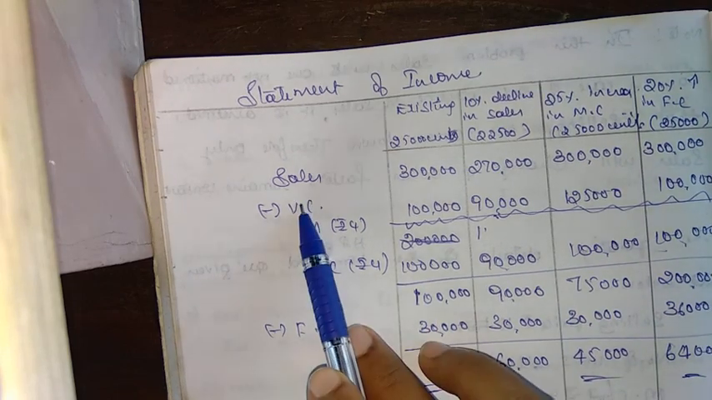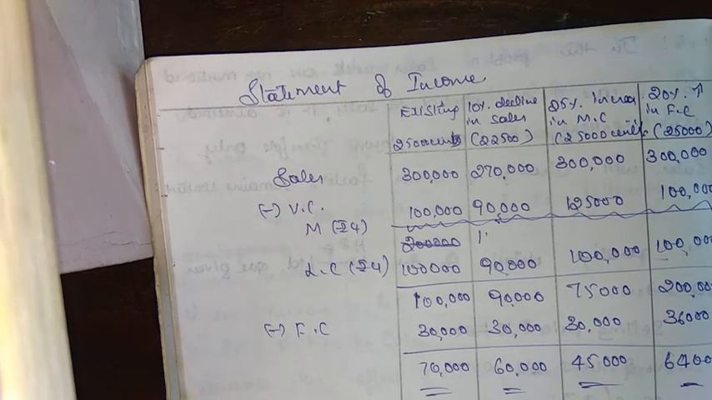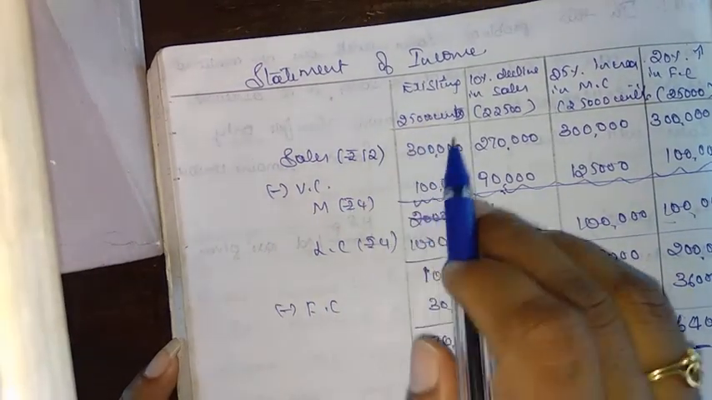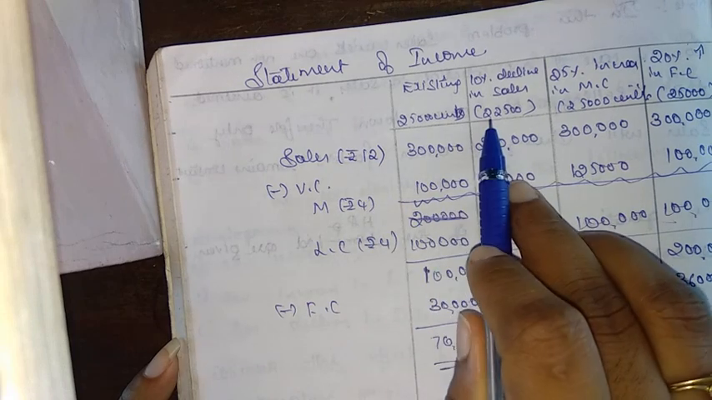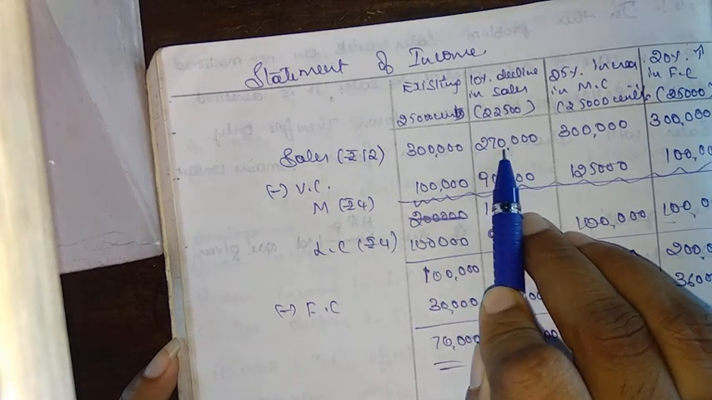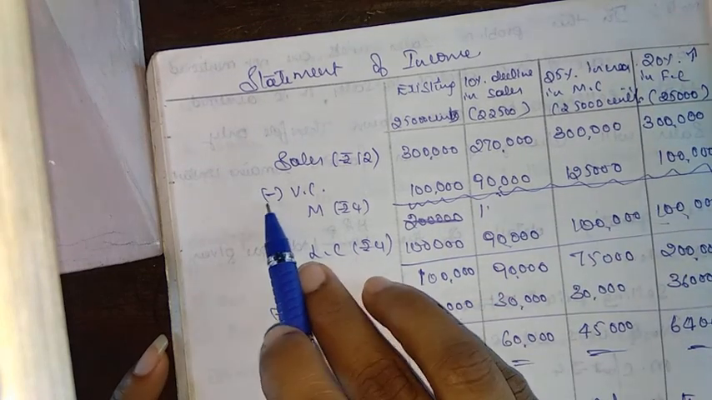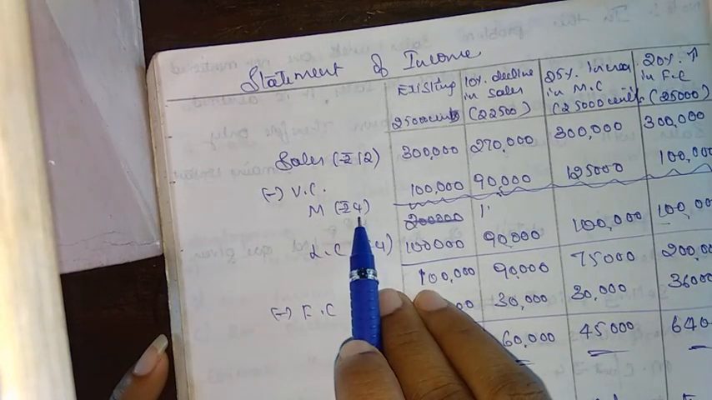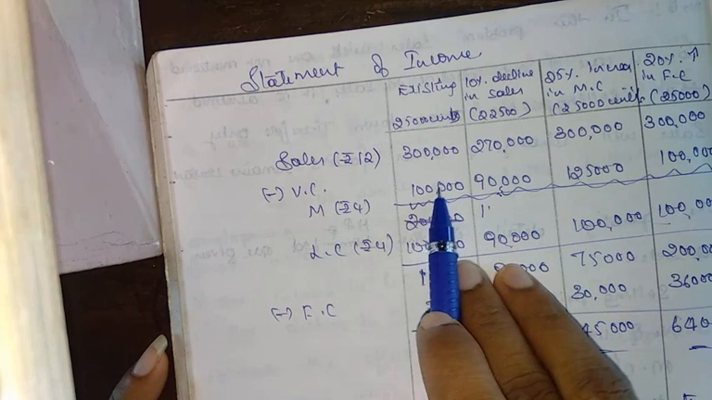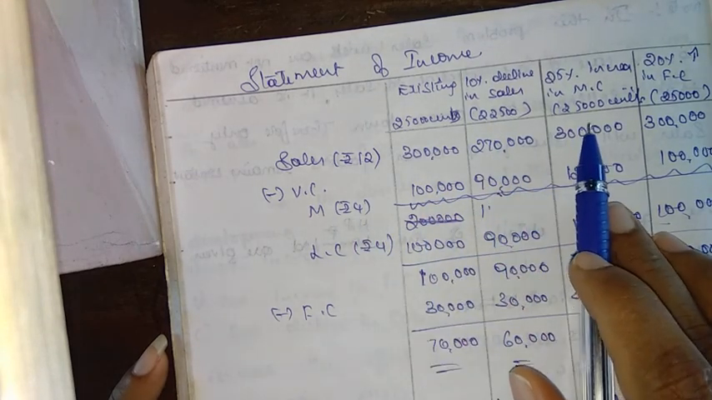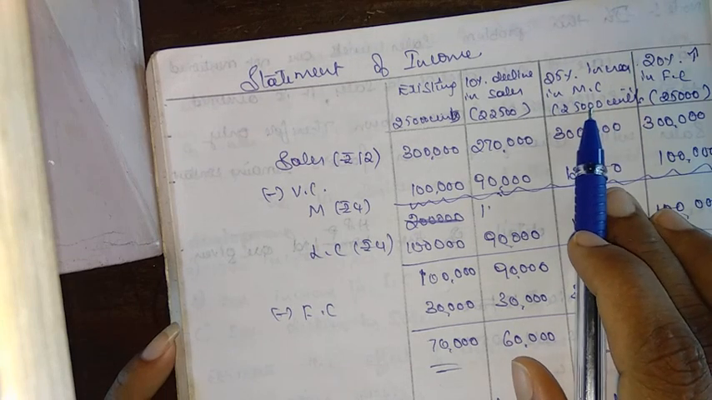So sales: per unit value is rupees 12. So 12 into 25,000, 3 lakh. 12 into 22,500, 2,70,000. 12 into 25,000, 3 lakh, and 3 lakh. Then less variable cost, material cost rupees 4. 4 into 25,000, 1 lakh. 4 into 22,500, 90,000. 4 into 25,000, it is 1 lakh.